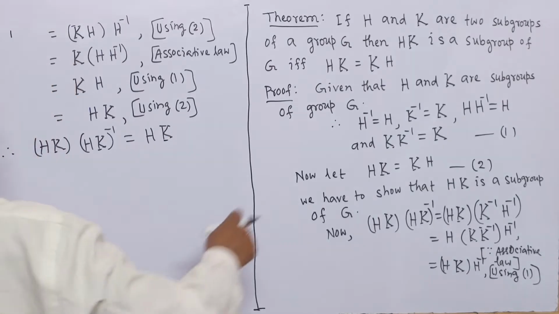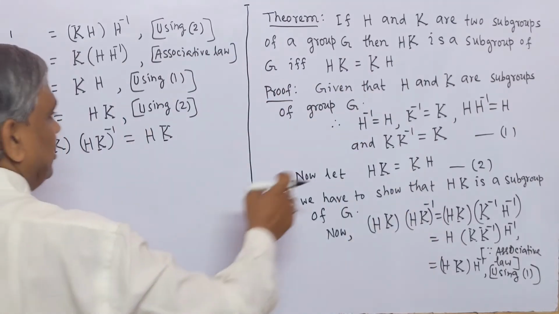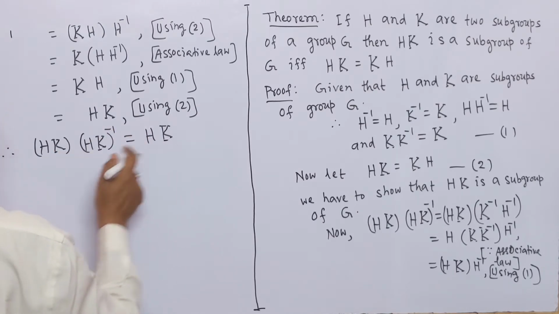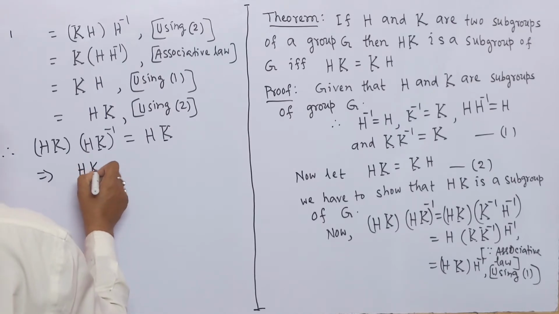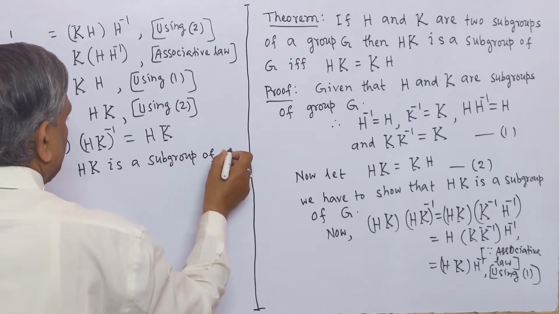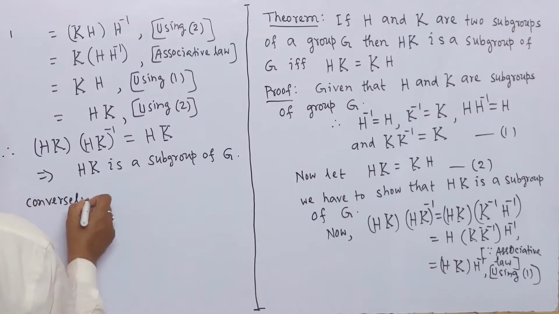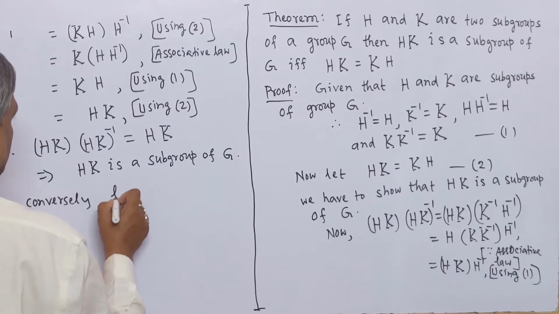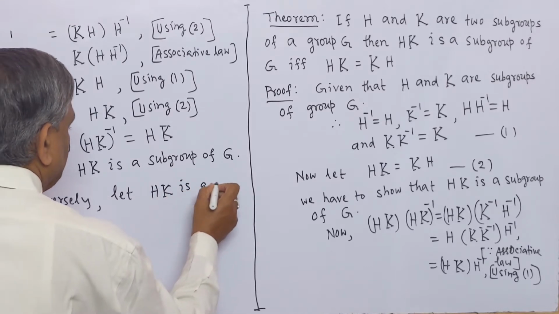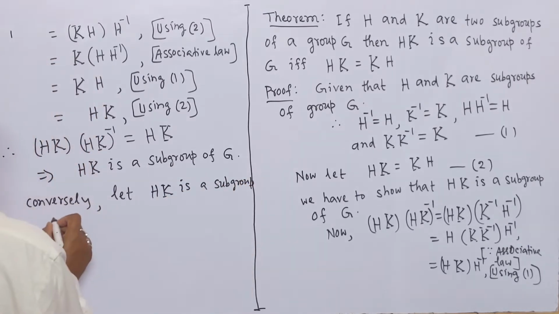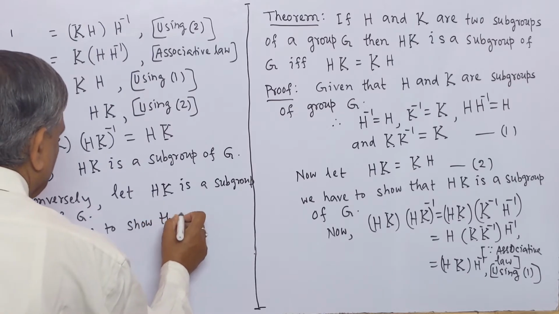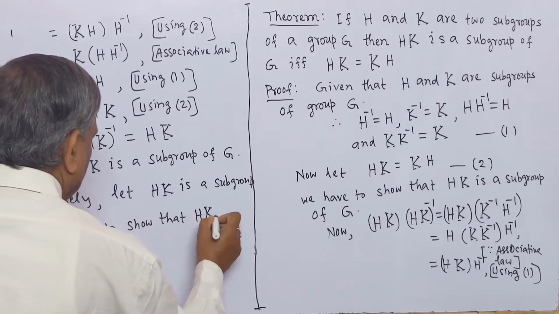Since if H inverse equal to H, then H is a subgroup. So here HK inverse equal to HK implies that HK is a subgroup of group G. Conversely, let HK is a subgroup of group G. We have to show that HK equal to KH.